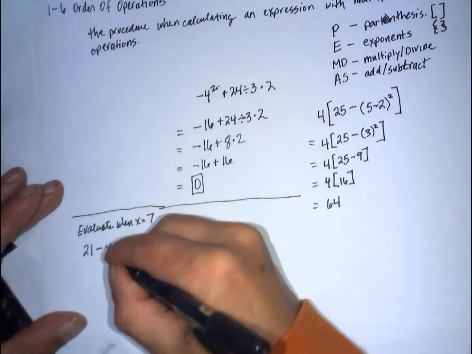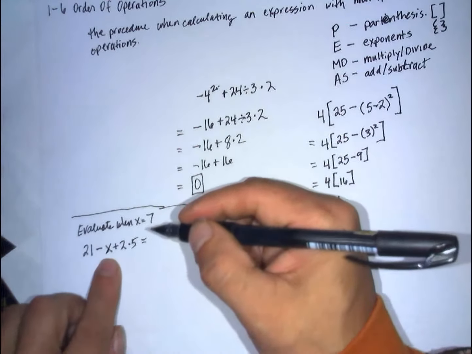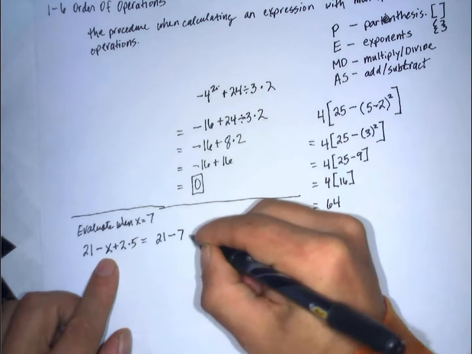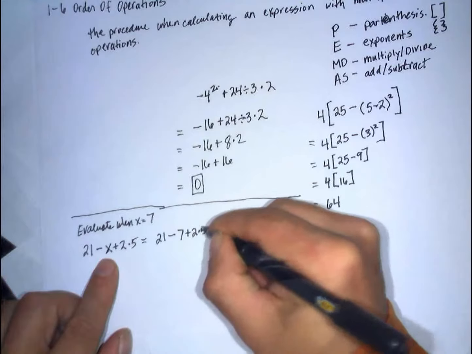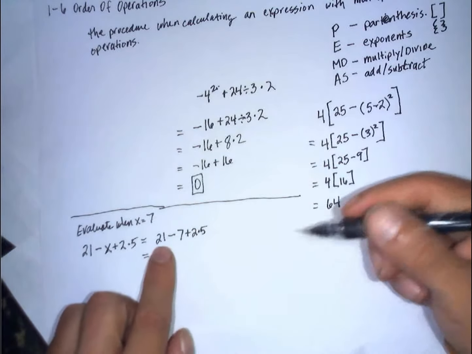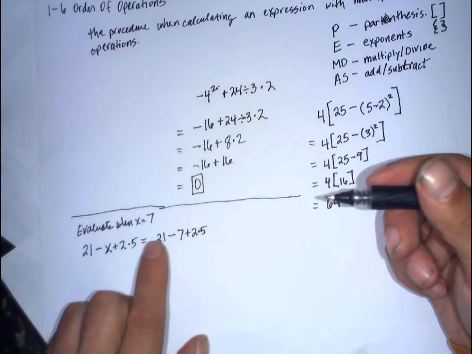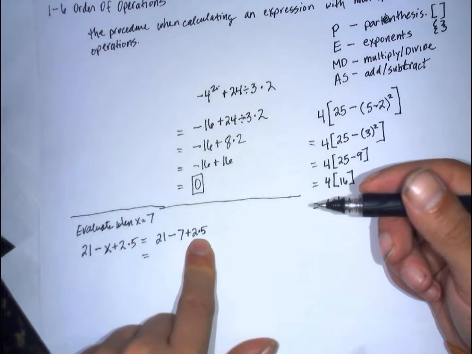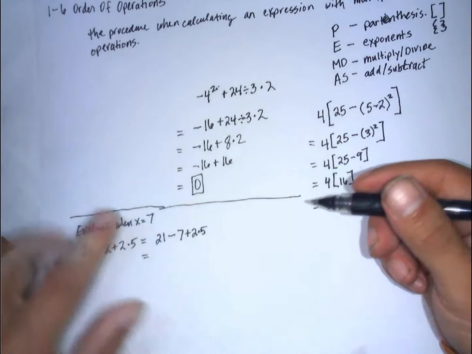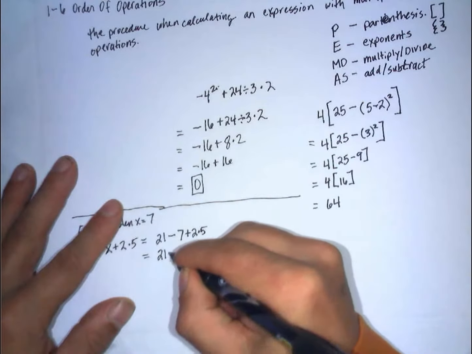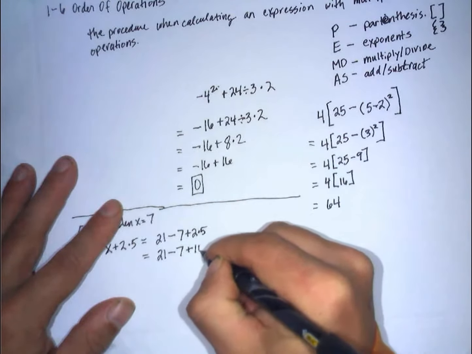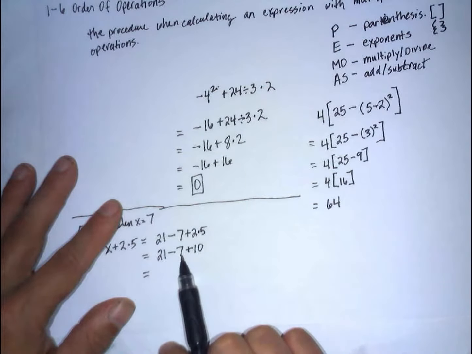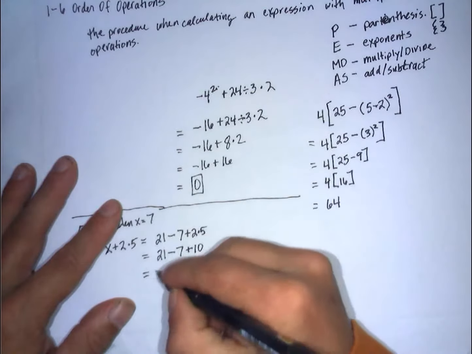Okay. So the first step is to substitute 7 for x. So we're going to have 21 minus 7 plus 2 times 5. Now, we don't have any parentheses and we don't have any exponents, so we go straight to multiply or divide. And from left to right, the first multiply or divide is the last calculation here, 2 times 5, which is 10. So we're going to have 21 minus 7 plus 10. And now I go from left to right. 21 minus 7 is 14, and 14 plus 10 is 24.